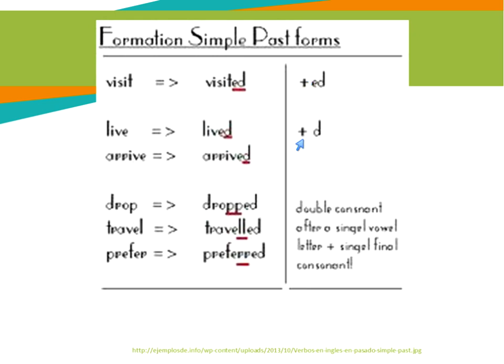But there are some combinations, like in this case, that you have a combination of consonant, vowel, and consonant sounds. When you have this combination, what you do is double the last consonant and add ed. Travel is an exception, but it's more like an American thing. Travel and prefer. But this is for simple past tense.